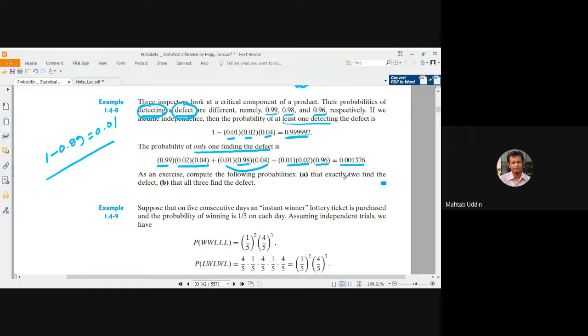Now if they find exactly two successful, what will happen? Exactly two successful: 0.99 into 0.98 into, two successful, so the third one will fail, right? I'm answering this. Yes, sir. Now we have shown the third one fails. Let us consider now first and third successful, so who will fail?